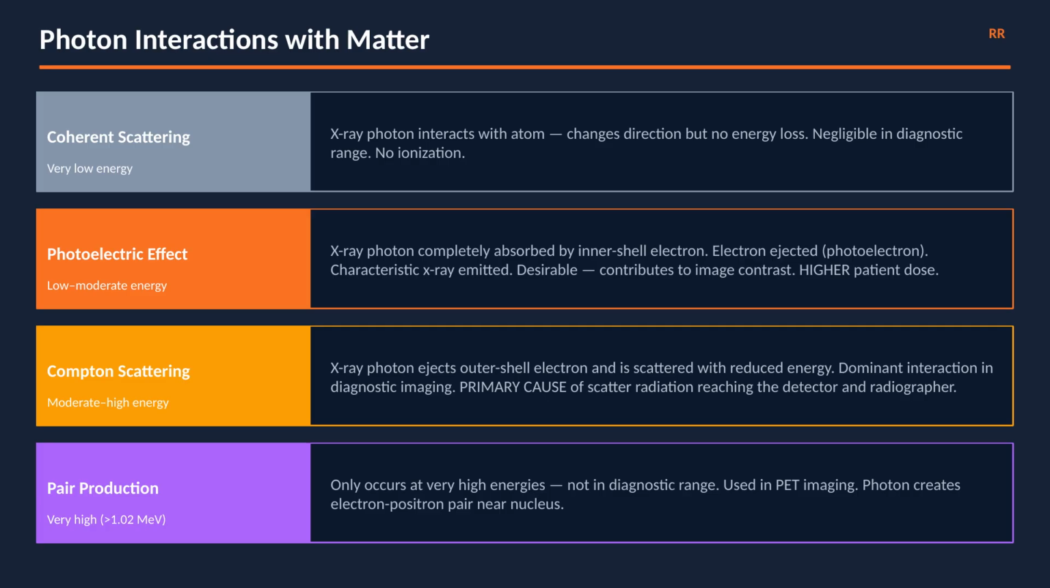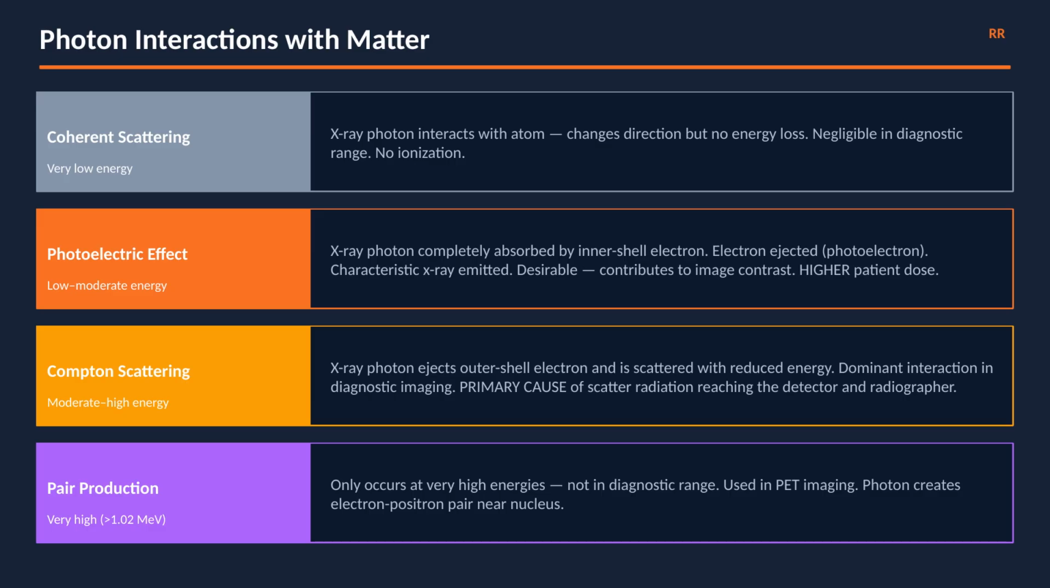Coherent scattering, no energy transfer, no ionization, direction changes only. Negligible in diagnostic range. Photoelectric effect. A photon is completely absorbed by an inner shell electron. The electron is ejected. This produces characteristic radiation and contributes strongly to image contrast. Dominant at lower kVp. Higher patient dose than Compton at the same photon energy.